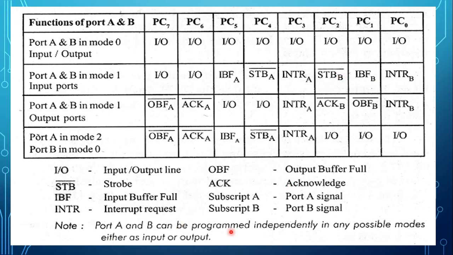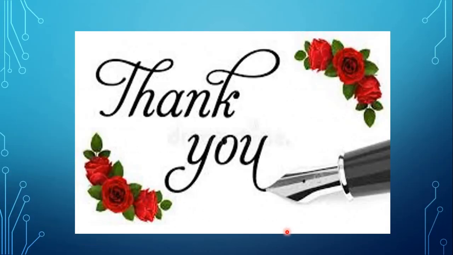So port A and port B can be programmed independently in any possible mode, either as an input port or an output port. In this video, we have learned a lot about what interfacing is, what a PPI is, that is Programmable Peripheral Interface, then the functional building blocks of 8255, then the operating modes of 8255 with the control word. See you in the next video. Thank you.